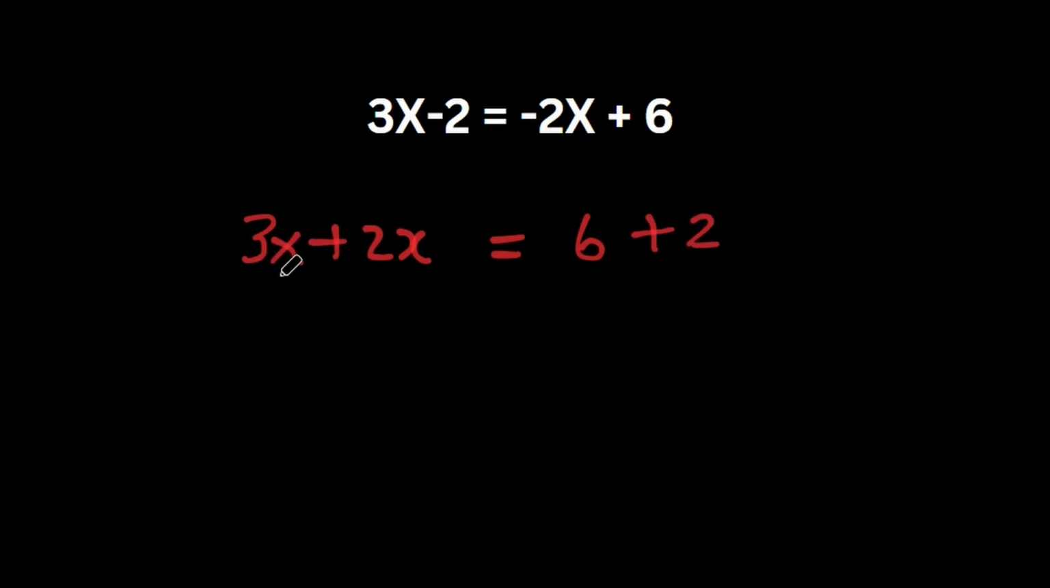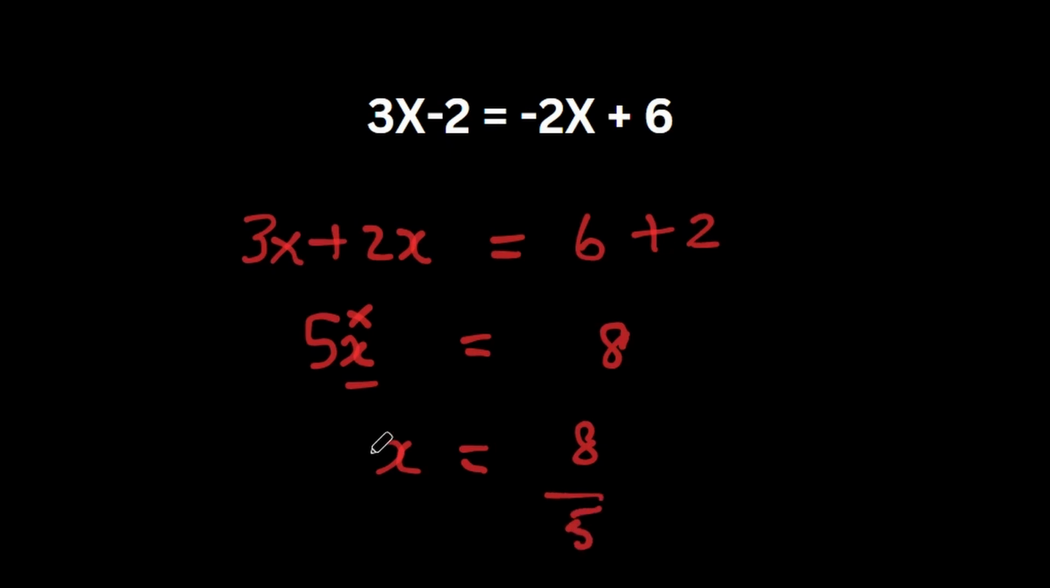Same alphabets can be added. Here we have 3x plus 2x, which is 5x, and on the right side 6 plus 2 is 8. Now we have to find the value of x, not 5x. So for finding the value of x, we should take 5 to the other side. Here 5x is in multiplication, so if it goes to this side, it will be division. So the value of x will be 8 divided by 5. So the value of x is 8 by 5.